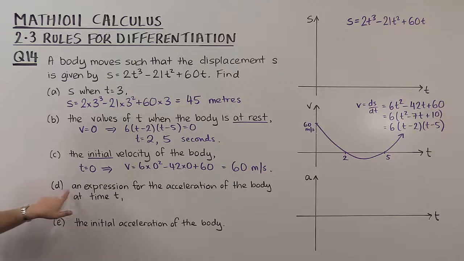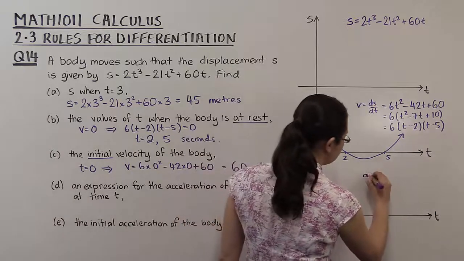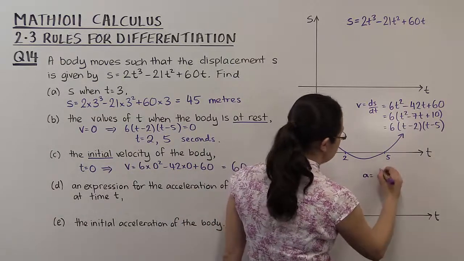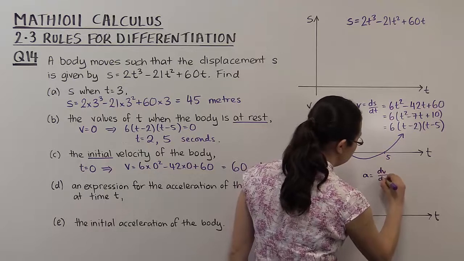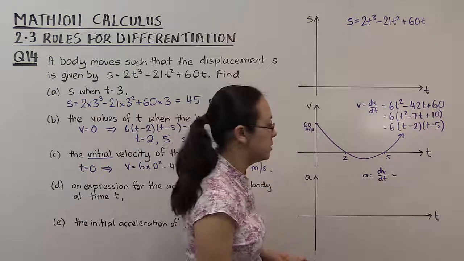For part D, find an expression for the acceleration at time t. Well, if I have my velocity is this expression, my acceleration is the derivative of that velocity with respect to time, or the second derivative of the displacement.